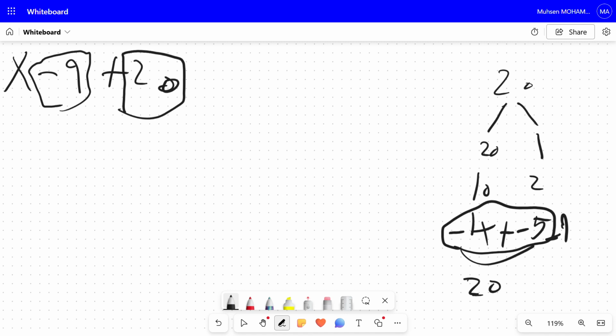So just like the previous two examples, I'll make two parentheses, and in each one I will add x, and in the first one I will add minus 4, and in the second one I will add minus 5. Now I fully factorized this trinomial.